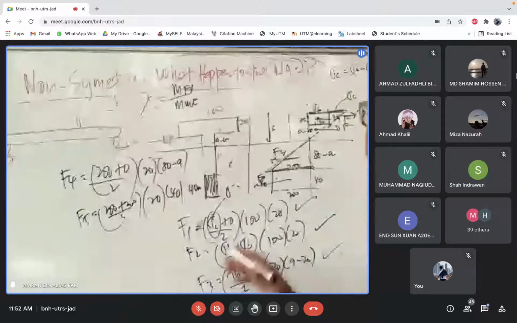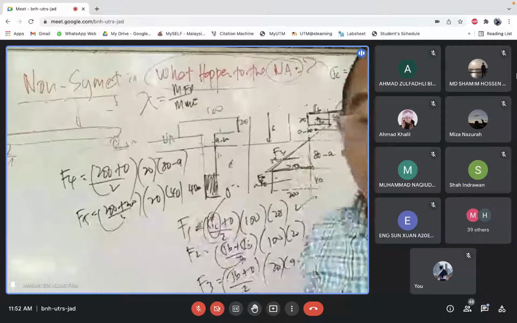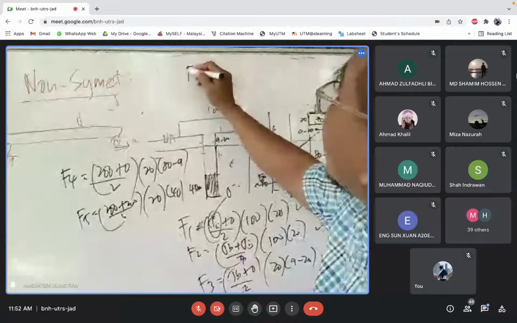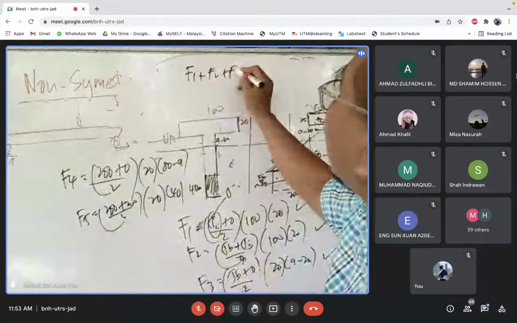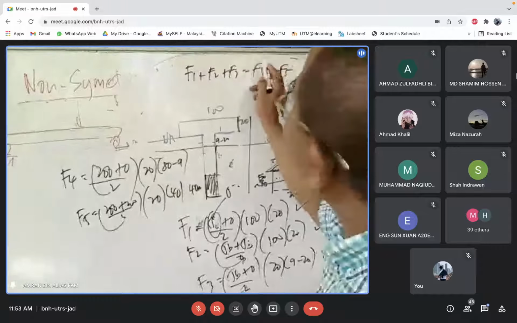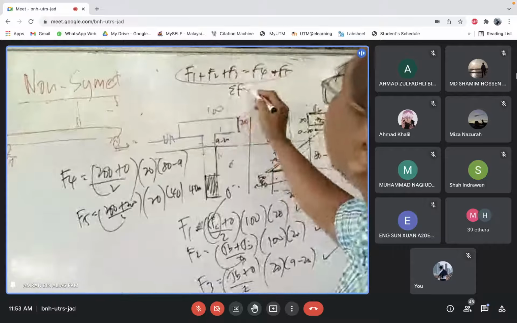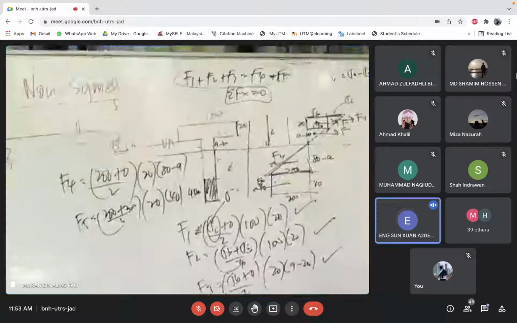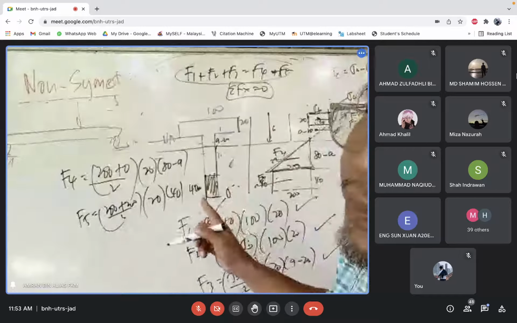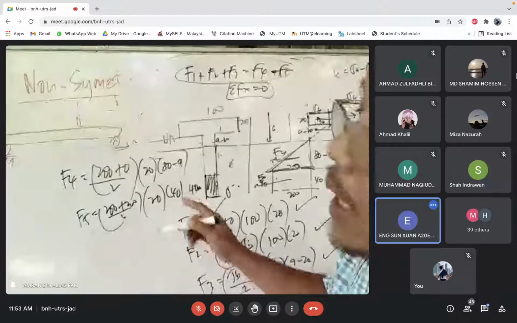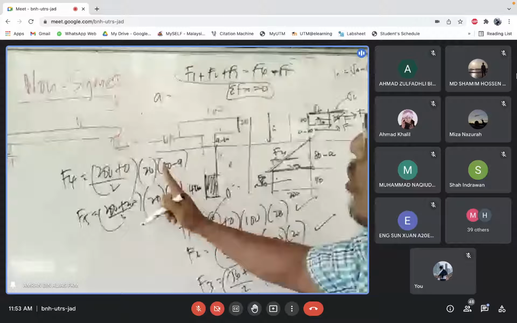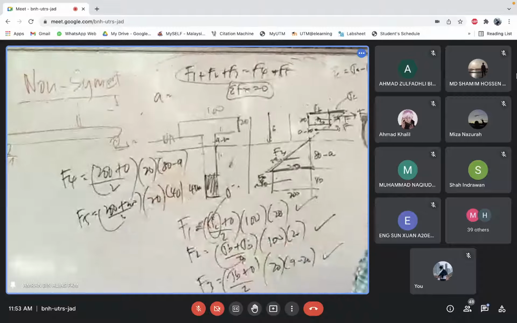Solve the equation: F1 plus F2 plus F3 is equal to F4 plus F5. Where does this come from? Summation of forces in X equals 0. Which one do you solve for here? A. That equation is to solve the position of the neutral axis.